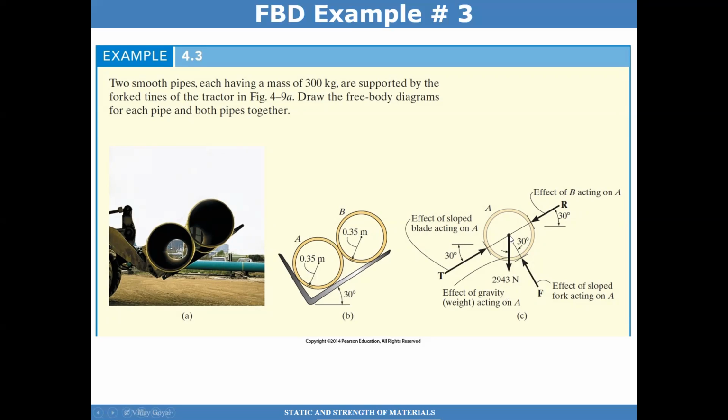So I should apply that in the centroid, which is the center of this pipe, and 300 times 9.81 meters per second squared will give me 2,943 newtons. That's your weight right here. And then finally, the other force that I have is a force from the slope blade that you see here acting back on pipe A. And so that force is unknown, but it is this much, T. And then again, transfer the information relative to any angles that could be useful later on in the analysis.